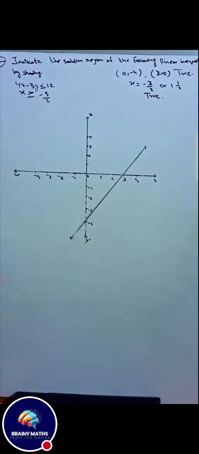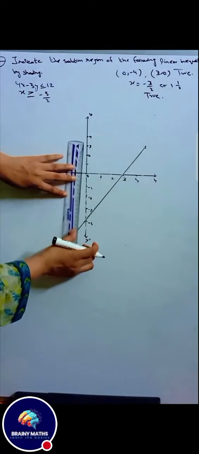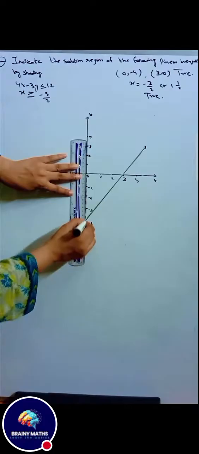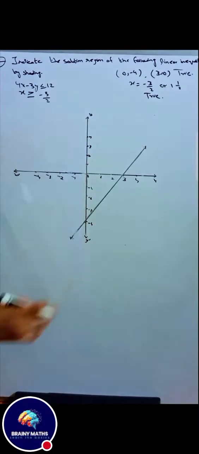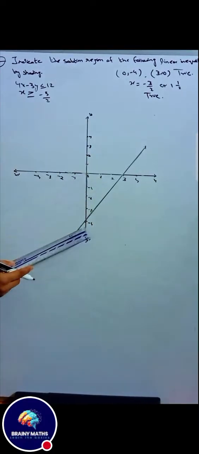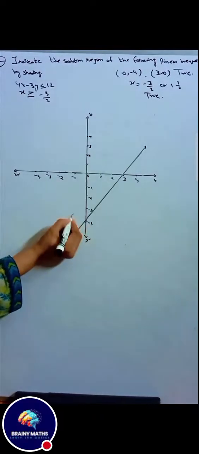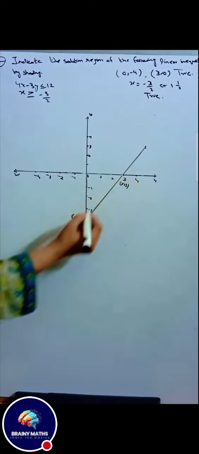Understood? Arrows must, actually, it's just removed by my hands. I hope it's clear. 0, -4, just right here. 0, -4 for your remembrance. Next is 0 and 3. This point is called 0 and 3.